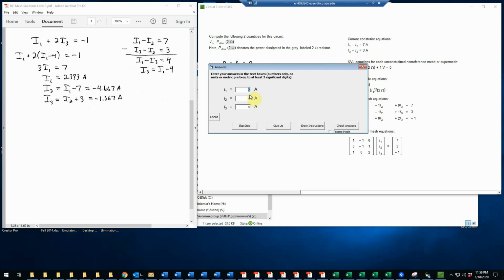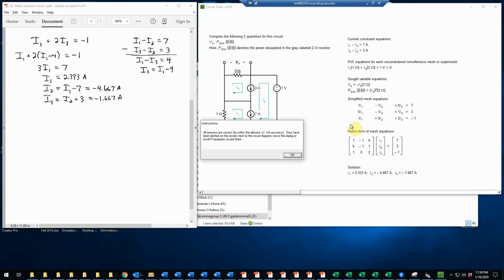So I1 again is 2.333. I2 is negative 4.667. And I3 is negative 1.667. And we check those values. And those are correct.